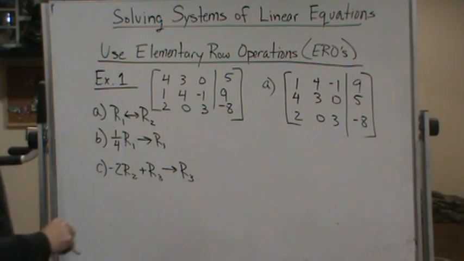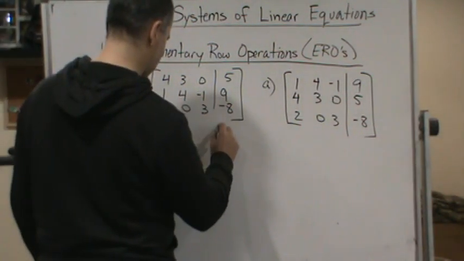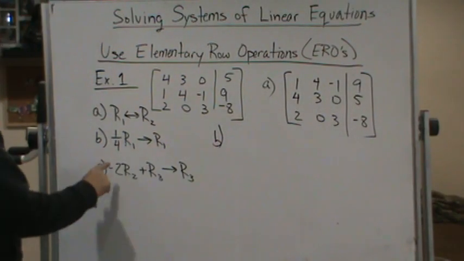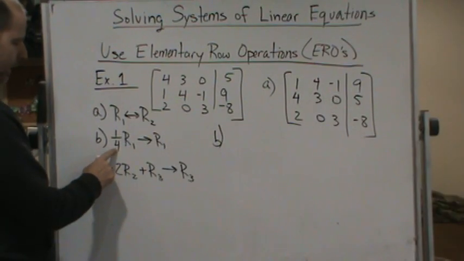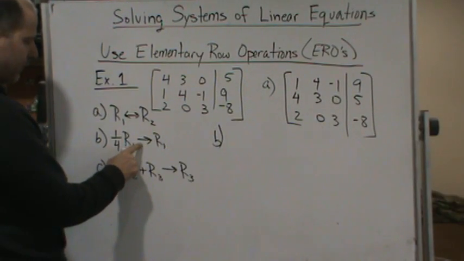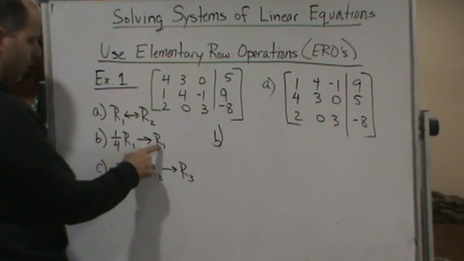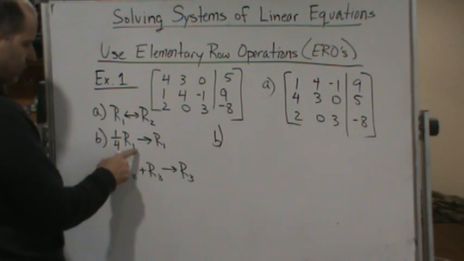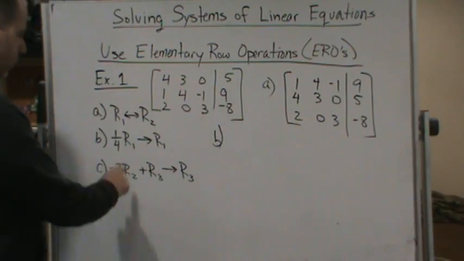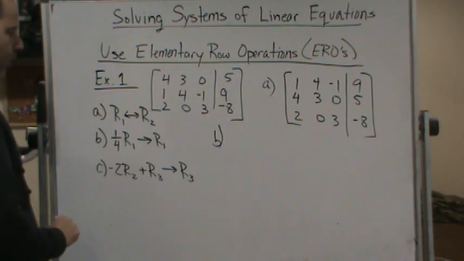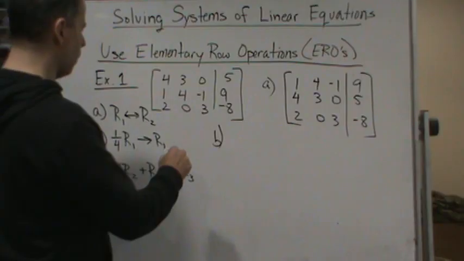Now, what about B? B is telling us we want to take 1/4 of row 1. So we're going to multiply row 1 by 1/4, and then this arrow means we're going to replace row 1 with this. So we're going to take this and replace row 1. In other words, we're just taking 1/4 of row 1.